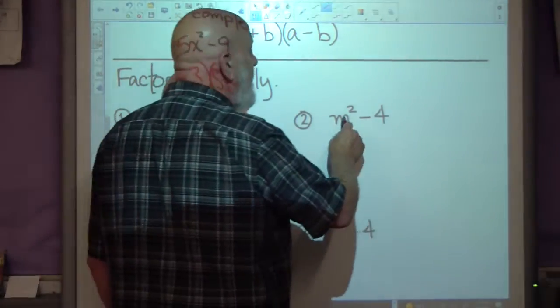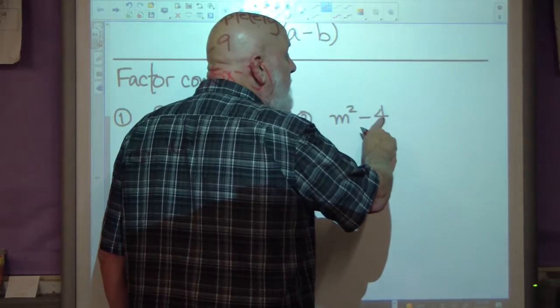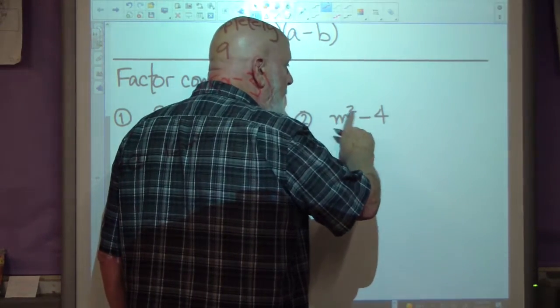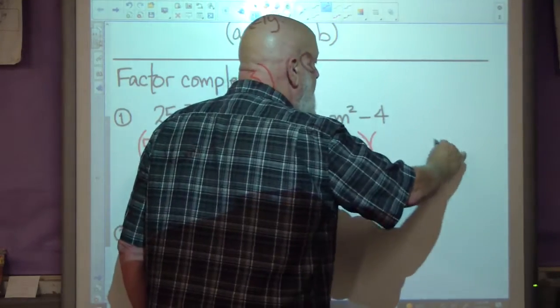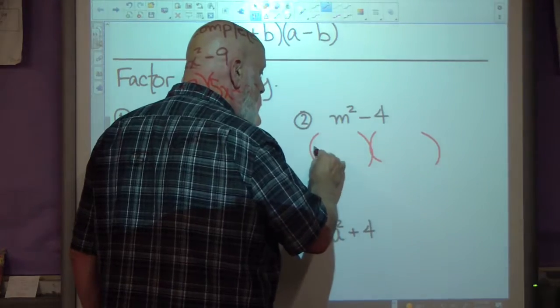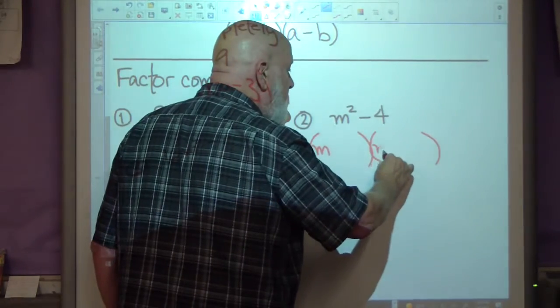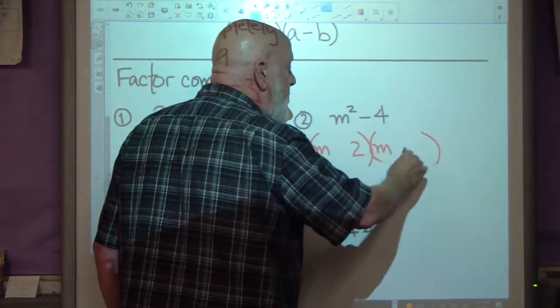Now look at this one and say, okay, this is a perfect square. That's m times m. This is 2 times 2. So this is a difference of two perfect squares. So I'm going to use the pattern. The square root of m squared. Well, what's being multiplied by itself? M. I put that here and here. The square root of 4. What's being multiplied by itself here? 2. Put that here and here.